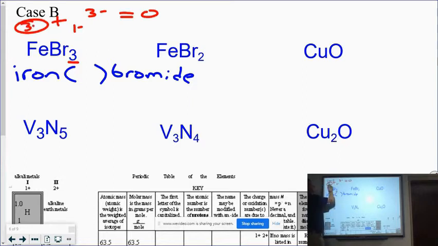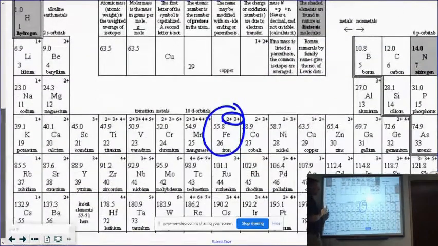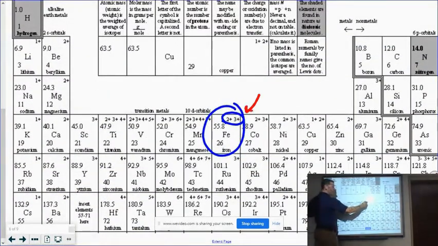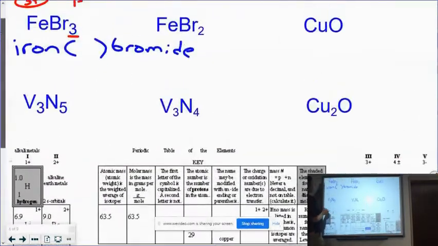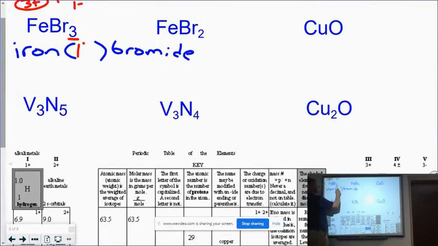So that would have to be a 3 positive. So if I go back down to Fe and I look in there, there is in fact a 3 positive charge. That reinforces that my answer is correct. If I don't get one of the charges that are in the box, I might have done something wrong. So this would be iron 3. And if I don't remember the Roman numeral for 3, I look on the back side of my periodic table.